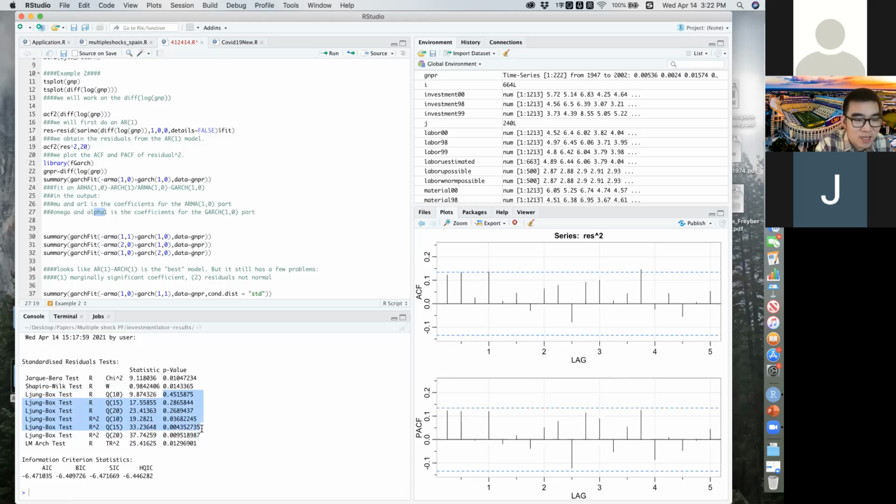So exactly the same idea we have for the LB statistics in the S-ARIMA model. If the p-value is larger than 5%, that means we cannot reject the null hypothesis. That means our model is a good model. On the other hand, if the p-value is less than 5%, that means we will reject the null hypothesis, suggesting that we do have some other better models. So our model is not a good model.